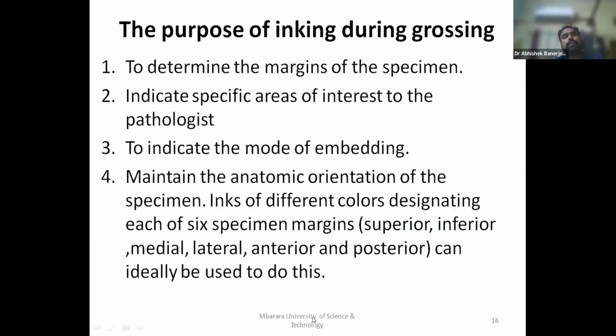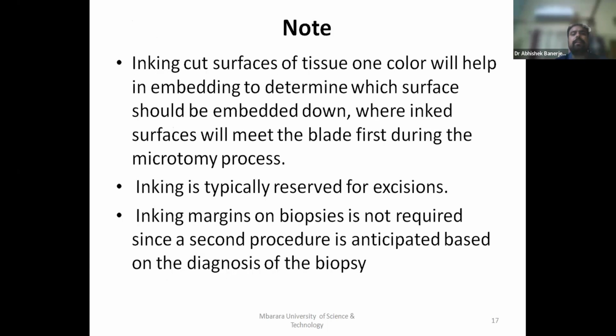The purpose of inking during grossing is to determine the margins of the specimen. That is the most important. To indicate specific areas of interest, that you can also do. If there are any specific areas of interest, to indicate the mode of embedding, and to maintain the anatomic orientation of the specimen. Inks of different colors designate each of the 6 specimen margins: the superior, inferior, medial, lateral, anterior and posterior. That can also be done. So anatomic orientation, specific areas, and the mode of embedding, these are all the purposes of inking.